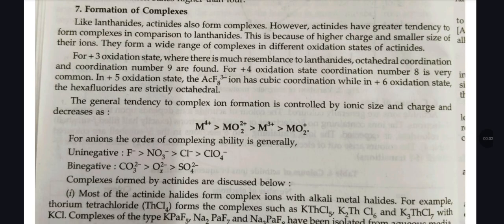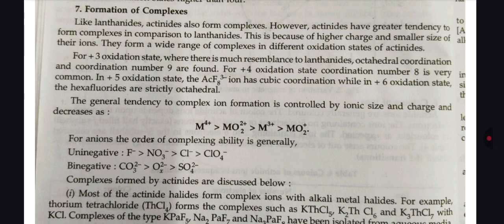Formation of complexes. Like lanthanides, actinides also form complexes. However, actinides have a great tendency to form complexes in comparison to lanthanides. This is because of the high charge and small size of their ions. They form a wide range of complexes in different oxidation states of actinides. For +3 oxidation states, where there is much resemblance to lanthanides, octahedral coordination and coordination number 9 are found. For the +4 oxidation state, coordination number 8 is very common.